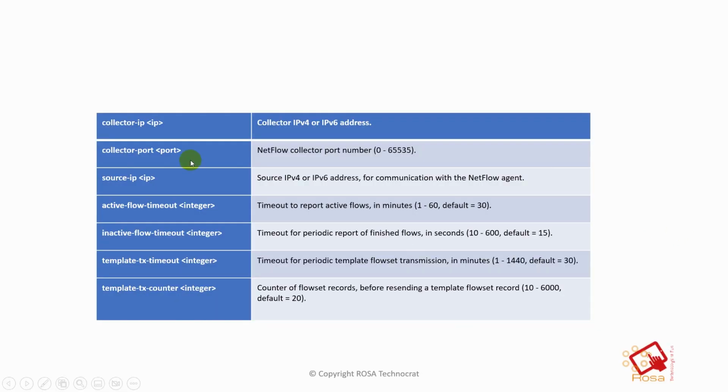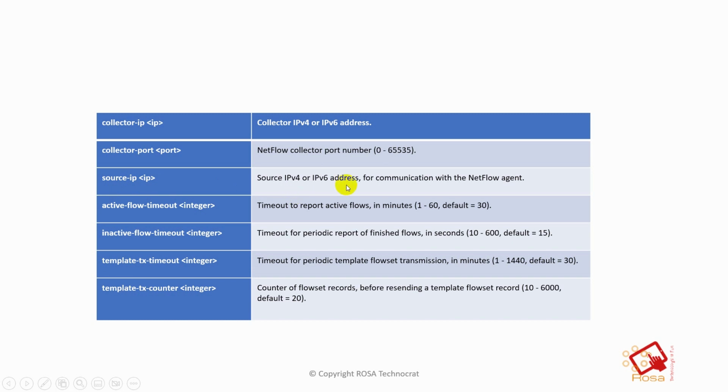Okay, so as I was explaining in the previous slide, what is collector IP? Collector IP is the IPv4 or IPv6 address for the NetFlow collector, and collector port is the port the NetFlow service is listening on. It can be any port number, but generally NetFlow listens on port 2055, and the default configuration is also 2055.